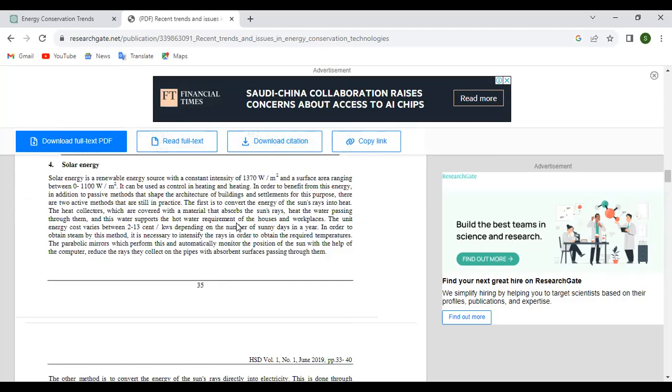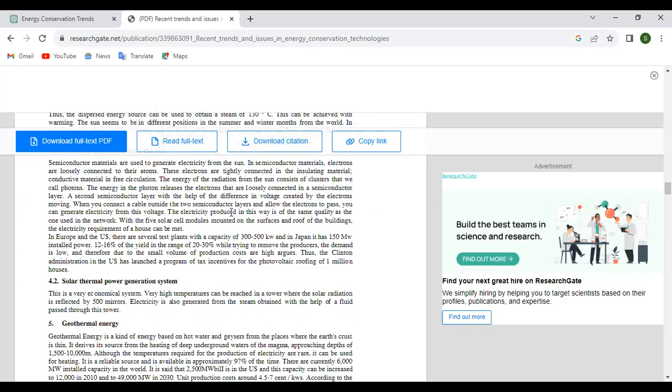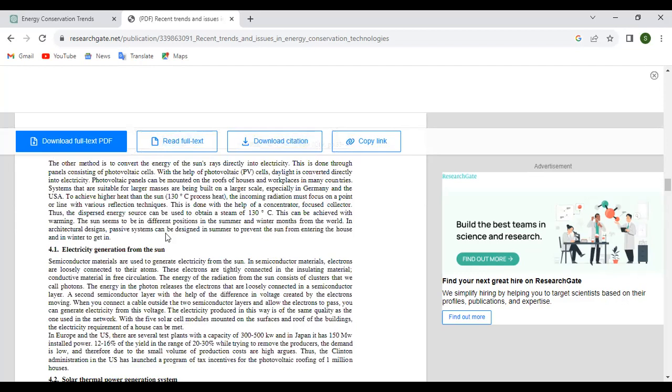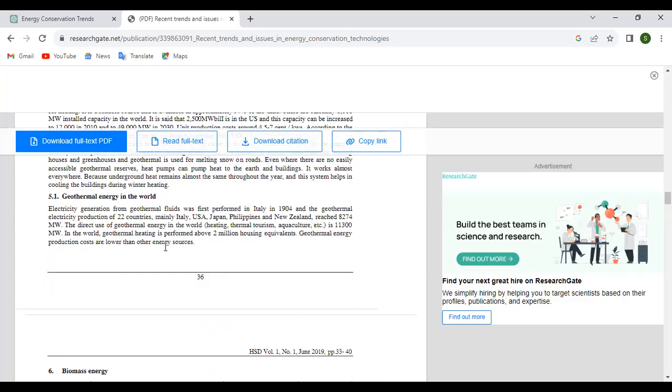Next we have solar energy. Solar energy is a renewable energy with a constant intensity of about 370 watts per square meter. We see electricity generation from the sun. This is also one of the trends here. By solar energy we gain the light and produce heat energy. These are a few of the examples.